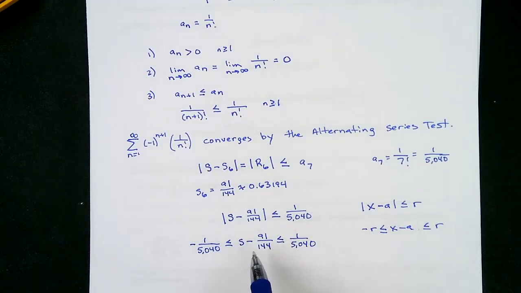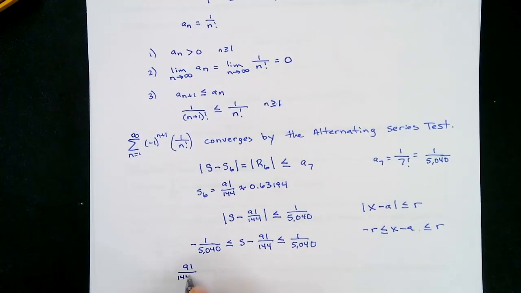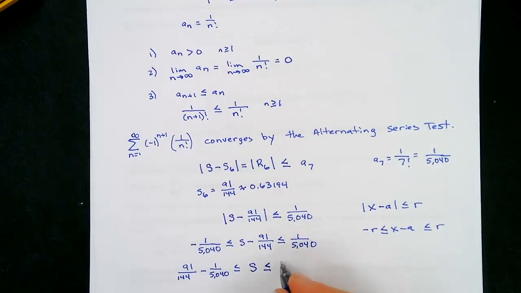which means I can get the sum by itself by adding the 91 over 144 to the left, the middle, and the right. So this would be 91 over 144 minus 1 over 5,040 is less than or equal to my sum S, which is less than or equal to, and then I would add 91 over 144 to the 1 over 5,040.